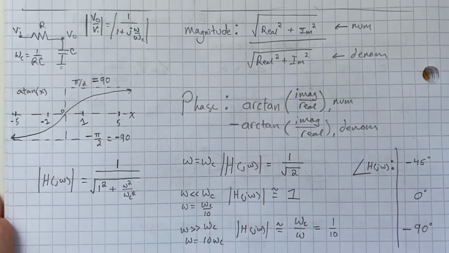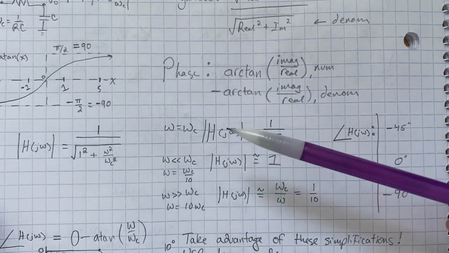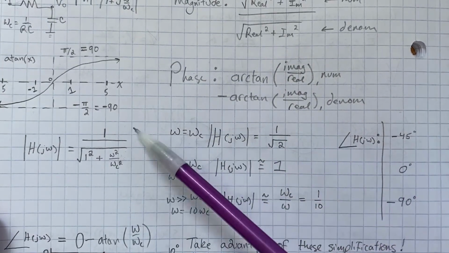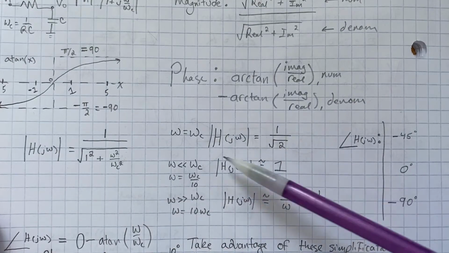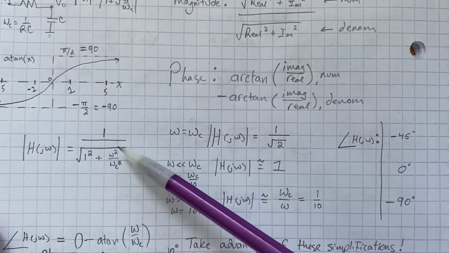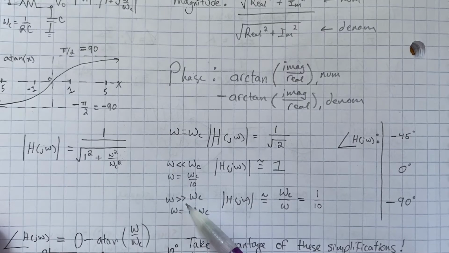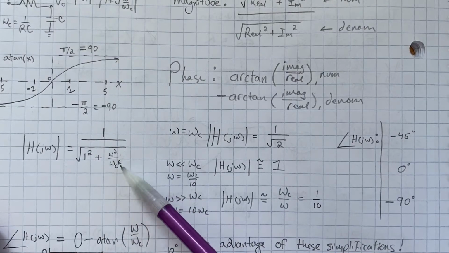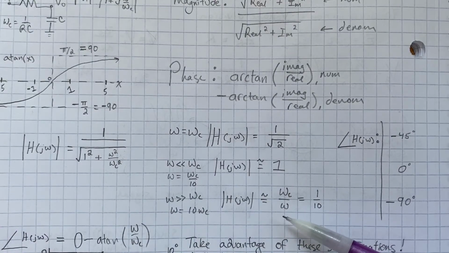Now, if we inspect how the magnitude and phase change over frequency, we see that when omega equals omega c, we get 1 over the square root of 1 plus 1, which is 1 over the square root of 2. If omega is much less than omega c, we can ignore this term completely, and we have 1 over the square root of 1. If omega is much bigger than omega c, then we can ignore the 1, because this term is much greater than 1, and we're left with just omega c over omega as the magnitude.